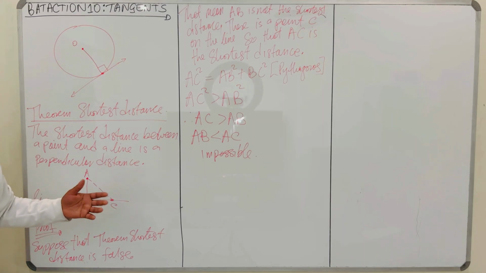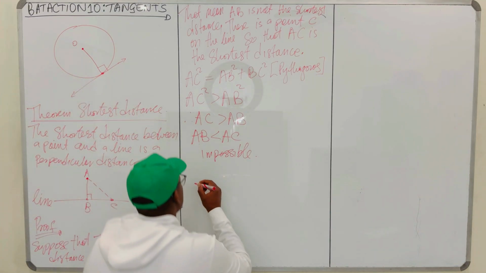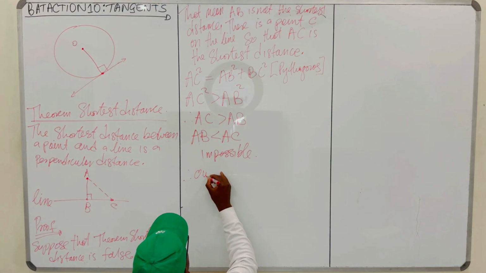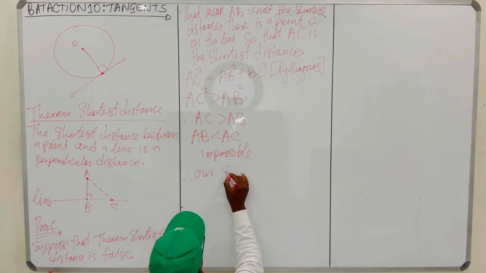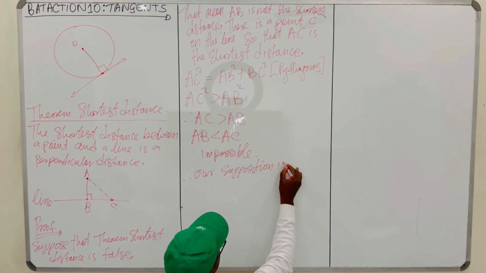Therefore, where is the problem? Where did the problem start? The problem started here, which is our supposition was false, right? Our supposition that the theorem shortest distance was false was itself false. Therefore, the theorem shortest distance is true. Do you understand? So we can say, therefore, our supposition is false.